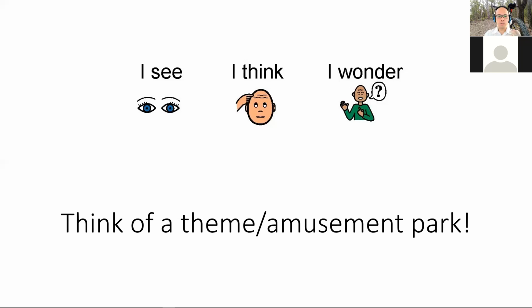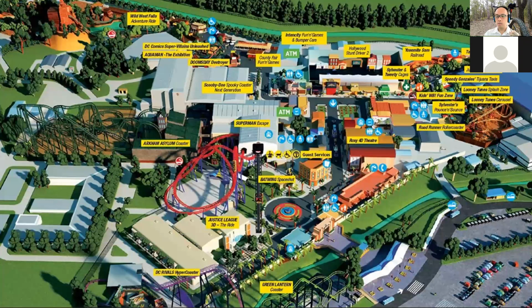But I'm going to show you two examples of an amusement park, one that I've been to and one that I would love to go to. So this is an aerial illustration of Warner Brothers Movie World on the Gold Coast in Australia.